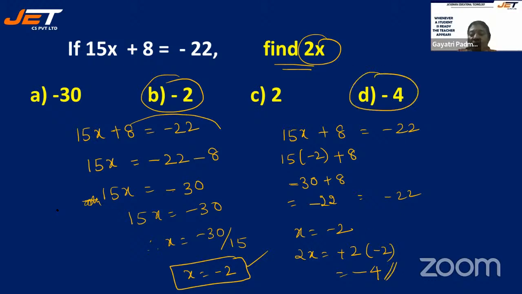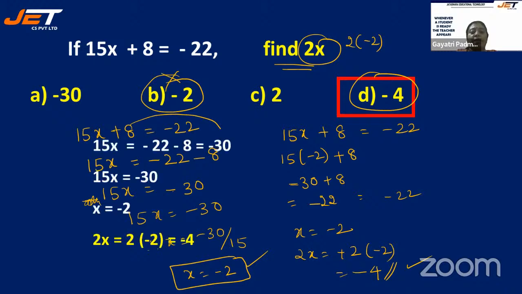So, the value of 2x. 2x means 2 into x. What is x? Minus 2. So, it is minus 4. So your answer is minus 4 and not minus 2, right? So if you had opted for minus 4, that is option D, then your answer is right. All right, I'm sure you would have got it. Let's move on to the next sum.